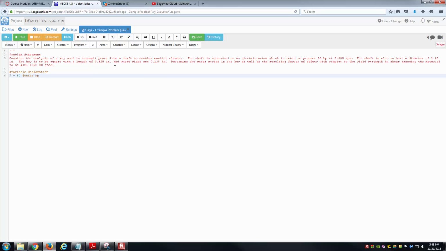That way I'm declaring that the power is 50 horsepower, but the units HP, of course, are not read by the Sage software. It's just a commented out piece of text.